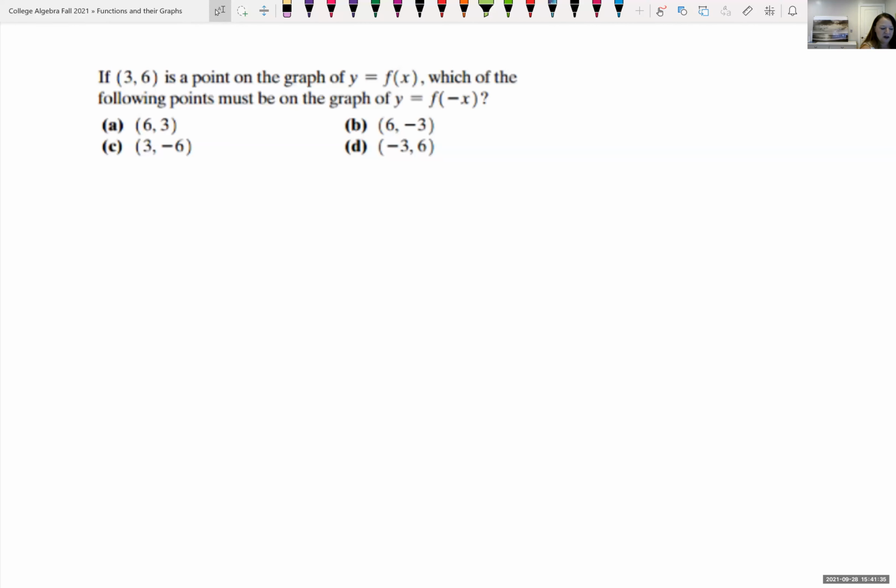So awesome. You guys got that one. All you're doing, you're multiplying your x value by -1. So if we multiply our x value, which is 3 here, by -1, that is going to get us -3. Our y value staying the same of 6. So (-3, 6) would be our point.